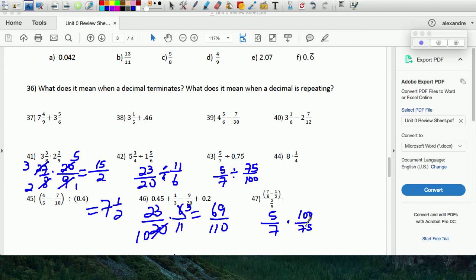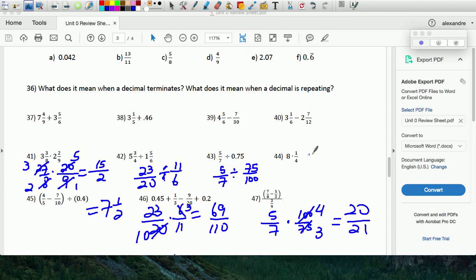I'm going to divide this 100 by 25. 100 divided by 25 is 4. 75 divided by 25 is 3. Is there anything else I can do? No. 5 times 4 is 20. 7 times 3 is 21. And that takes care of that.